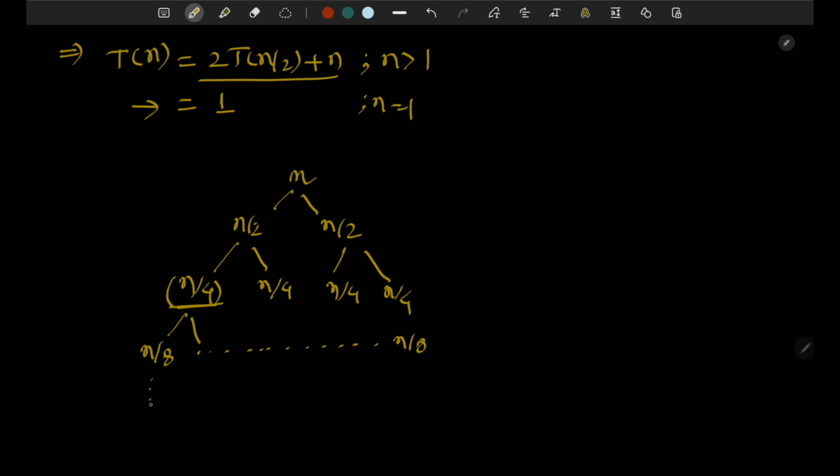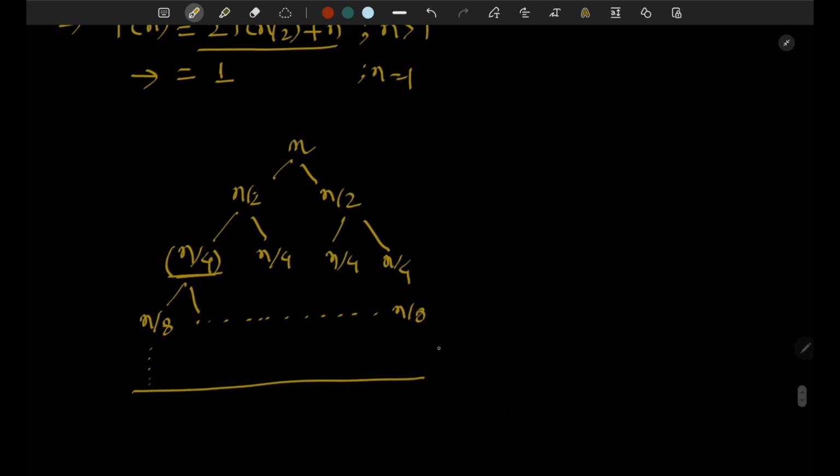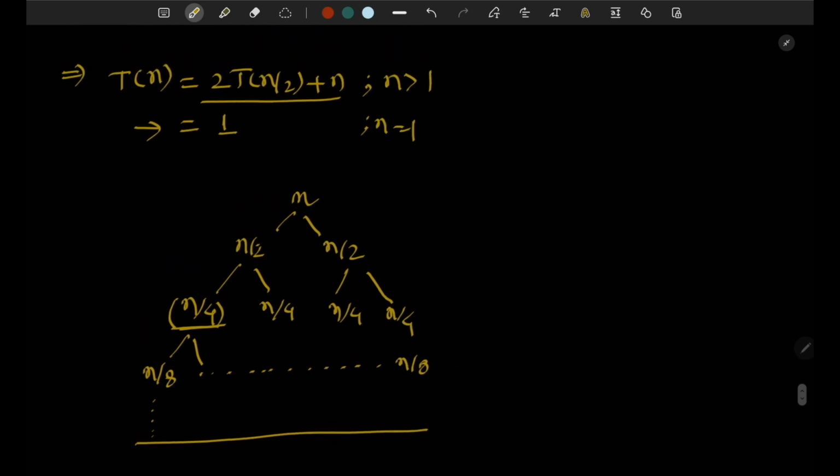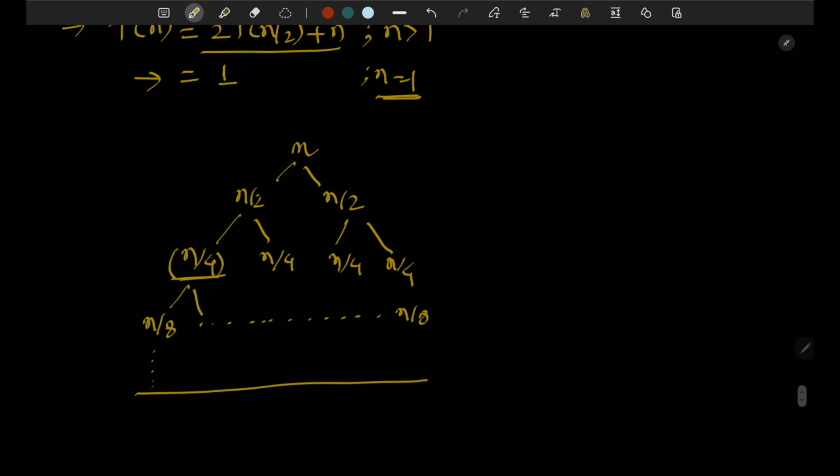So at some level, on some layer, we want to be in a state wherein we have n as 1, because that is our base case. So the intended state is T of 1. Here we want everything to be T of 1. So let's also find out what is the work that we are doing on each level.